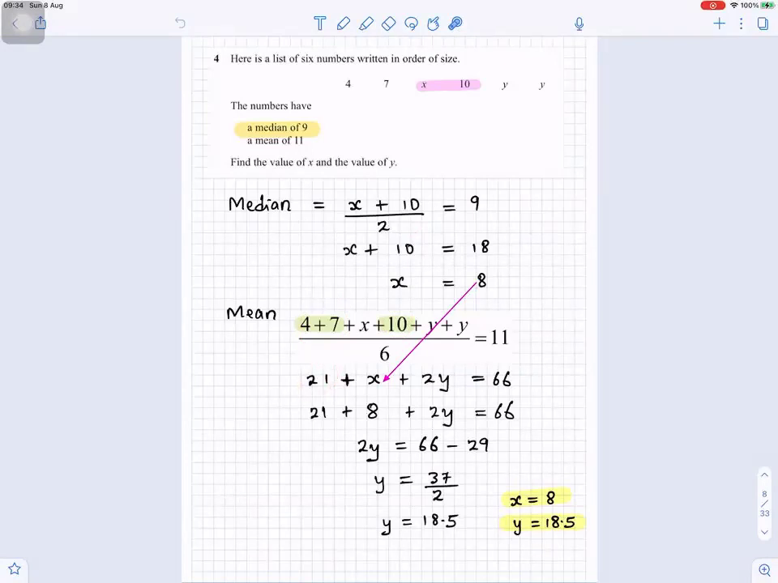So you have x is 8. You substitute x is 8. So 21 plus 8 is 29. You take it to the right. 66 minus 29 gives you 37. And it's times 2, it goes to the right, it becomes divided by 2. 37 divided by 2 is 18.5. So x is 8 and y is 18.5.